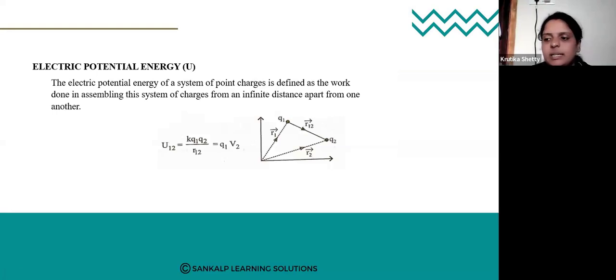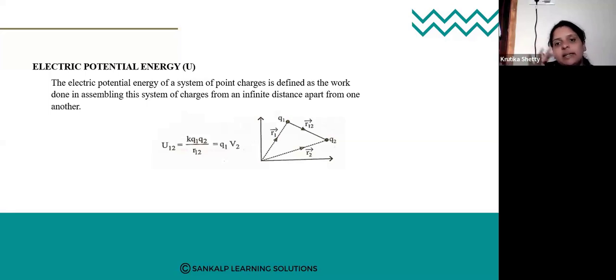What are we studying here? Electric potential energy. So what is electric potential energy? The electric potential energy of a system of point charges is defined as the work done in assembling this system of charges from an infinite distance apart from one another. We defined potential earlier, and here it is almost the same. It is the amount of work done in assembling the charges.